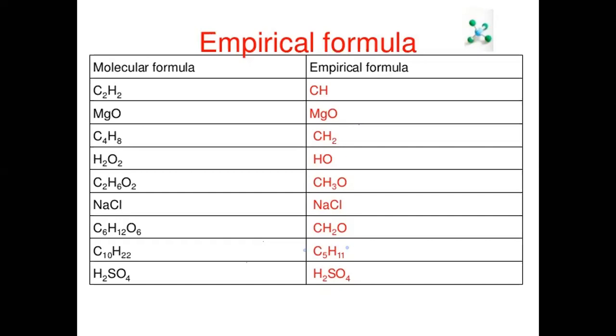Similarly magnesium oxide, we cannot simplify magnesium oxide further, so its empirical and molecular formula is the same. C4H8, we can simplify it, so the simplified formula is CH2. H2O2, hydrogen peroxide, its empirical formula is HO, a 1 to 1 ratio. It tells us that whenever we have one hydrogen atom, we have one oxygen atom too. So by this empirical formula we get the simplest ratio between the elements.